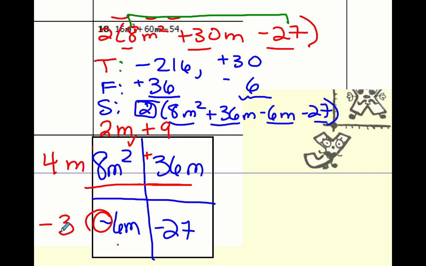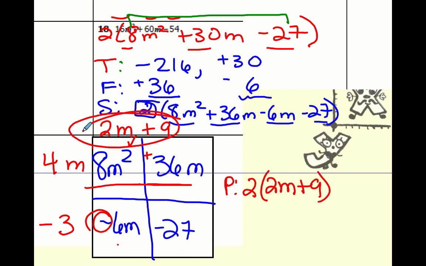So when I've pulled out the common factors, my first common factor was 2. My next set of factors, 2m plus 9. And then my second, 4m minus 3.